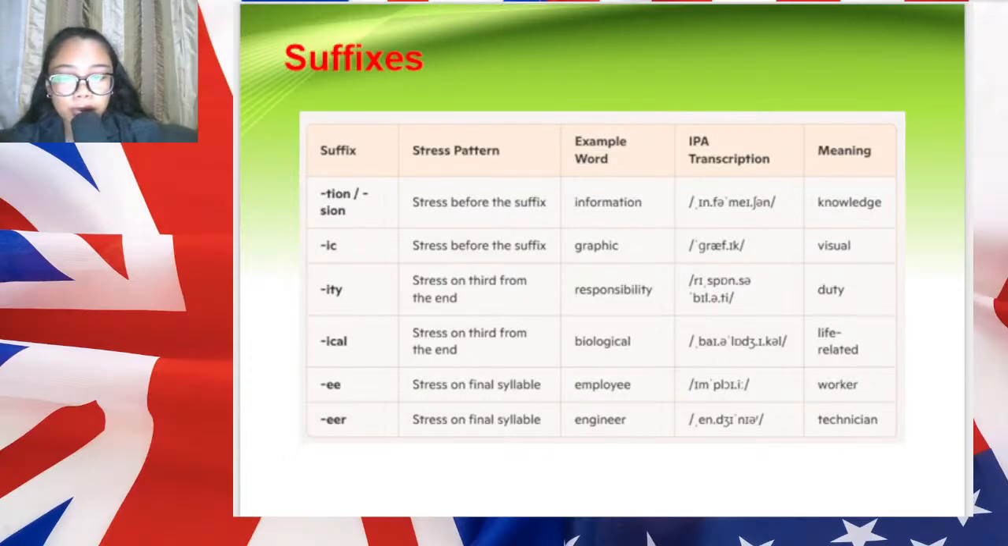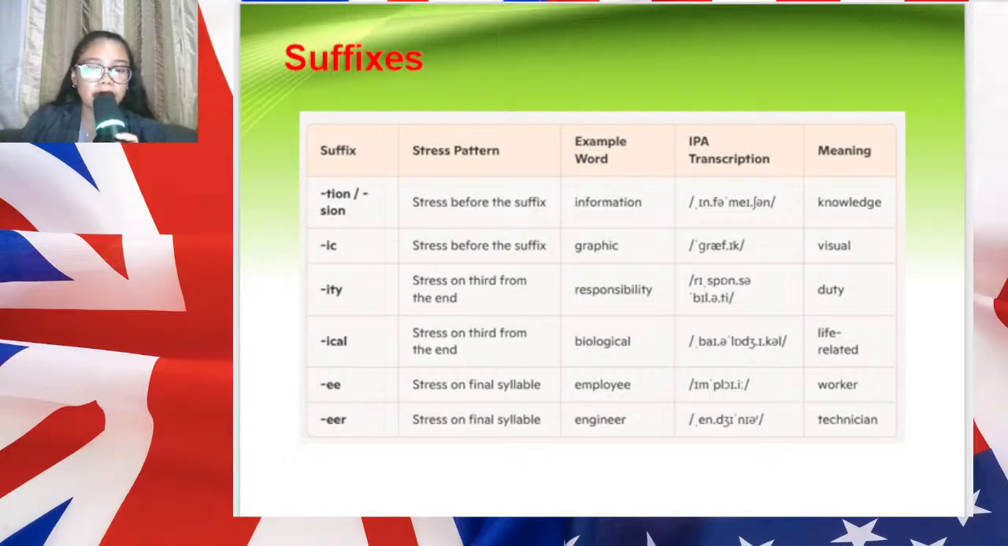Let's go back to the rule. We stress on the third from the end. Since the suffix is a bit longer and it changes the shape of the word, when you add ity to a word, you're creating something abstract, which is an idea or a quality, and the stress patterns shift accordingly. Now, in responsibility, we don't emphasize t or li. We go to the third syllable from the end, which is bill.